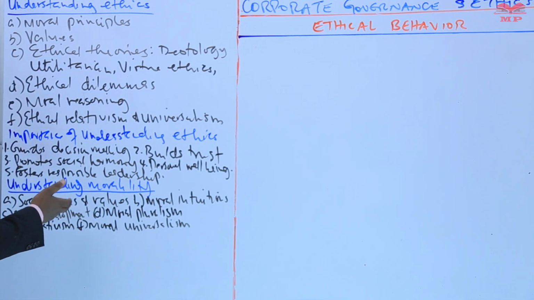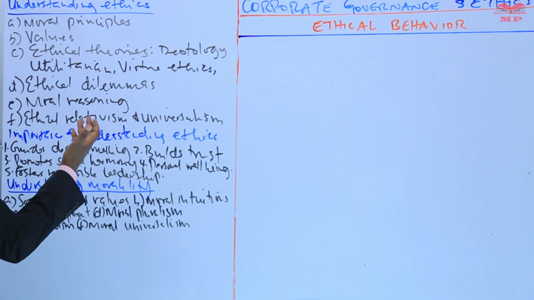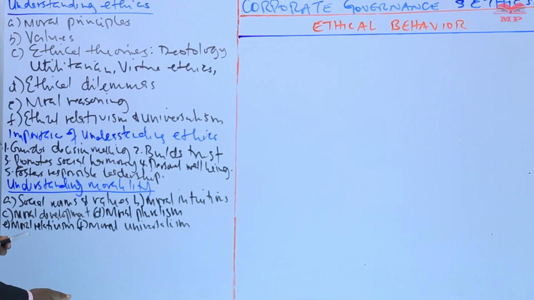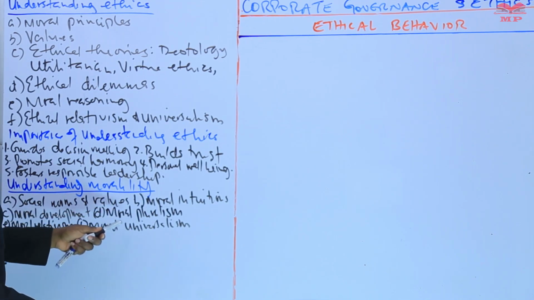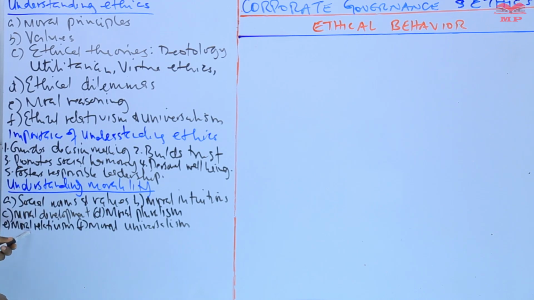So these are five key aspects that can help us understand morality. One, social norms and values. Two, moral intuitions. Three, moral development. Four, moral pluralism. Five, moral relativism. And lastly, moral universalism.